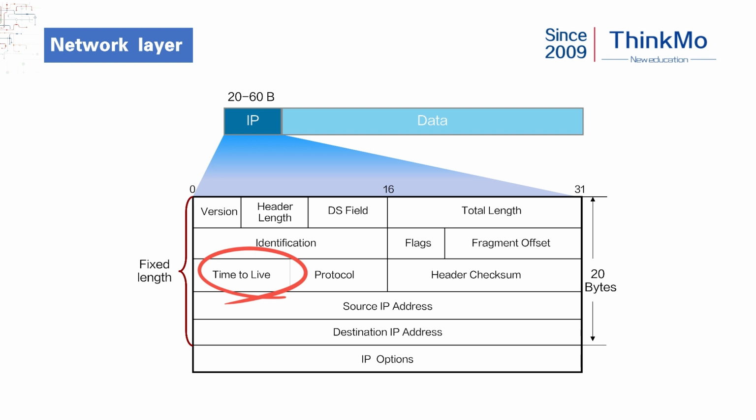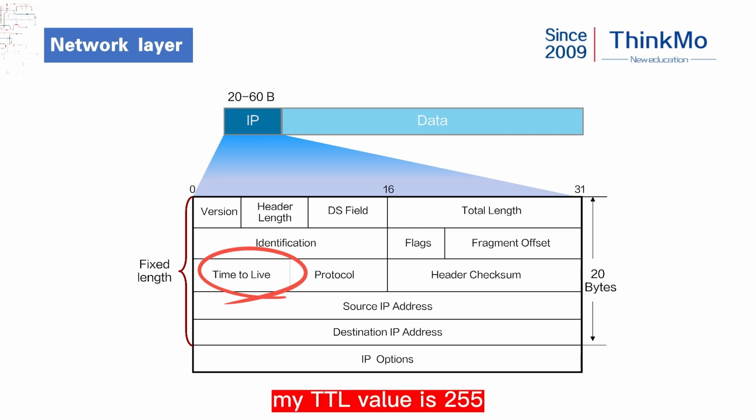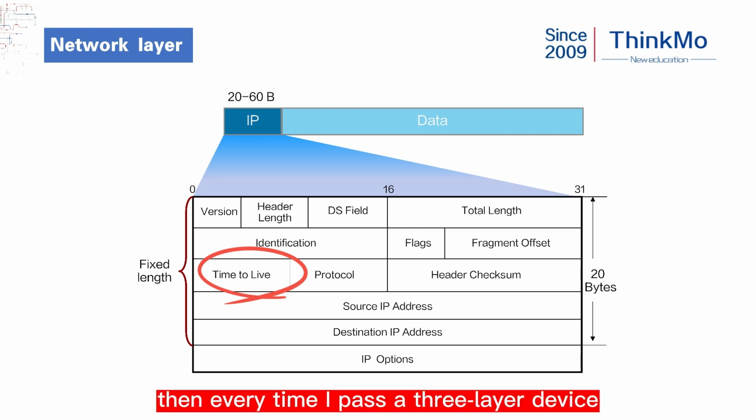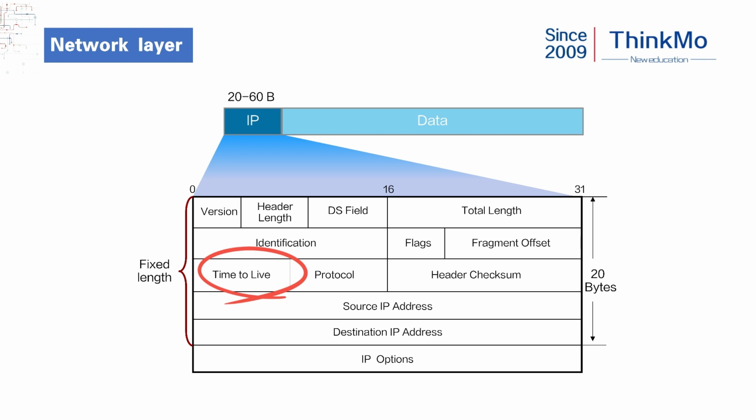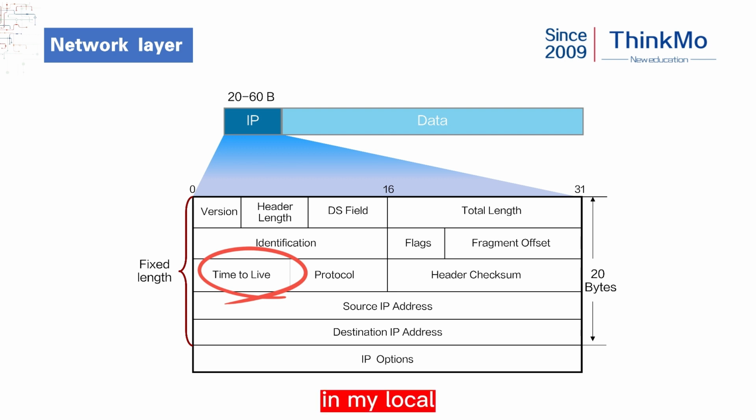Let's take a look. If a packet is generated locally, my TTL value is 255. Then every time I pass a 3-layer device, I will subtract 1 locally, reducing to 254, 253, 252, 251, 250, and so on, turning around to the end. For example, a device received a TTL value equal to 1. Locally, 1 minus 1 equals 0.